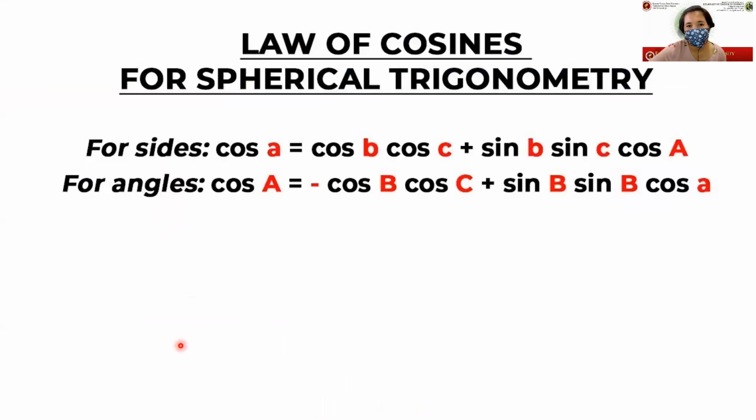So I'm just going to cut the video here. This is a separate video, I think, so that it's not too long. Next, we'll be going to discuss the law of cosines for spherical trigonometry. And we're going to continue discussing Napier's rules, the area of the spherical triangle, and the area and spherical excess of the spherical triangle. So this video will end only here.